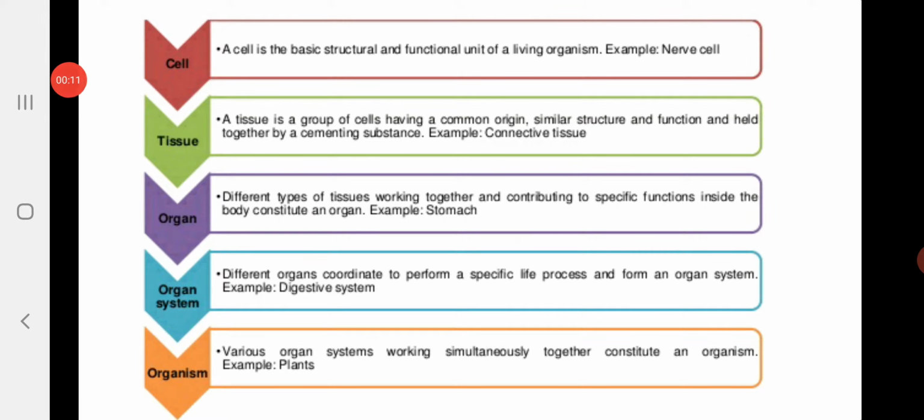So students, we are familiar with the word cell, right? Cell is a structural and functional unit. A group of cells make tissues. What are tissues? A group of cells with a common origin make a tissue, and a group of tissues make an organ like stomach, hand, leg, and a group of organs make an organ system like digestive system, respiratory system, excretory system, and all these organ systems make organisms.